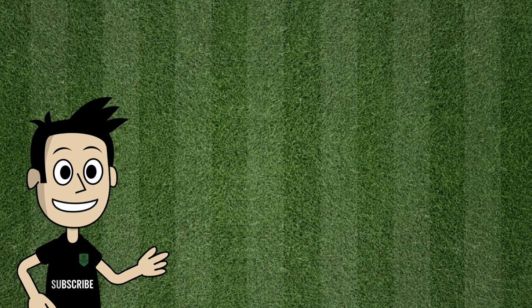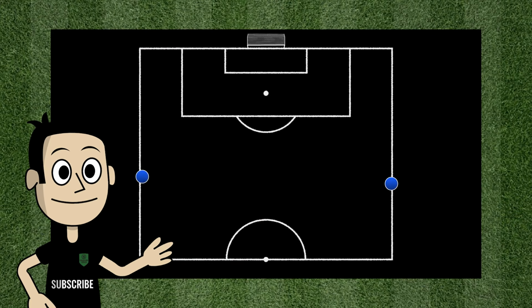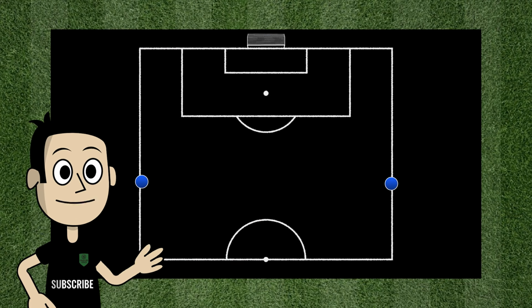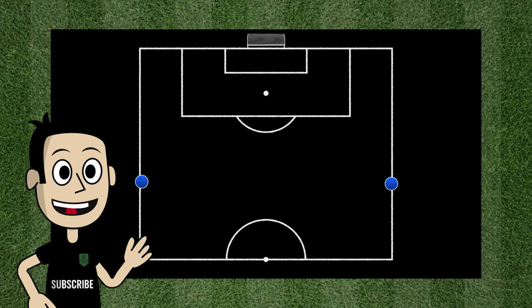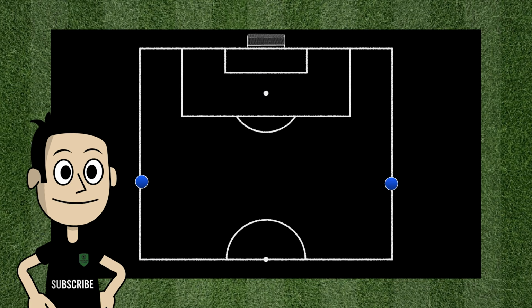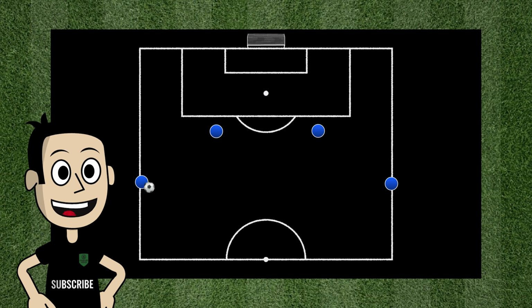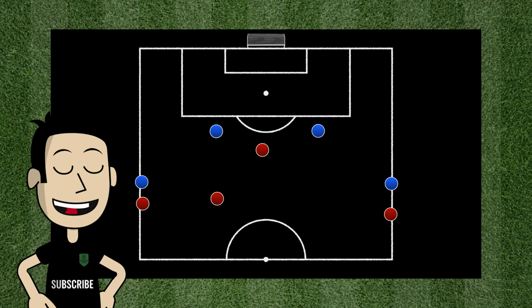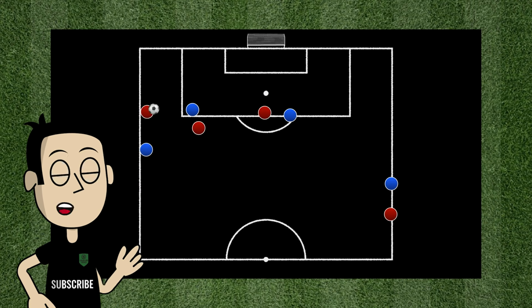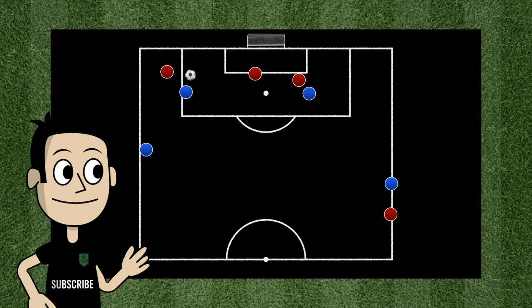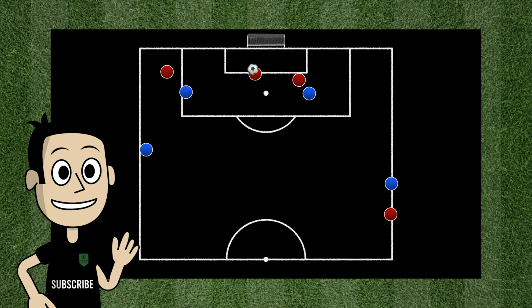How do we create width? There are 3 main ways: positioning wide players, wingers or fullbacks staying close to the touchline. Their job is to stretch the defense and provide an outlet; switching play. Moving the ball quickly from one side to the other shifts defenders and creates overloads. Runs into wide areas. Attackers dragging defenders out of position, making space for teammates to attack centrally.